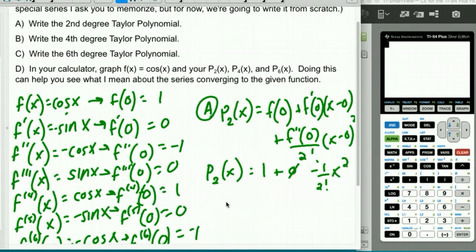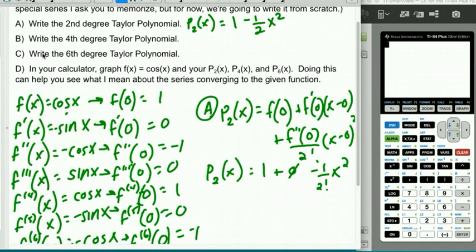So I'm probably going to write my answer to A, and we'll just write it up here actually. Probably write my answer to A as P sub 2 of x equals 1 minus, and if you want to clean up the 2 factorial into a 2, you certainly can, but it's a 1 minus, sorry, 1 minus a 1/2 x squared.